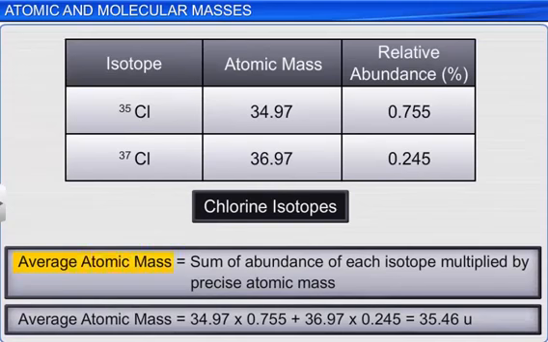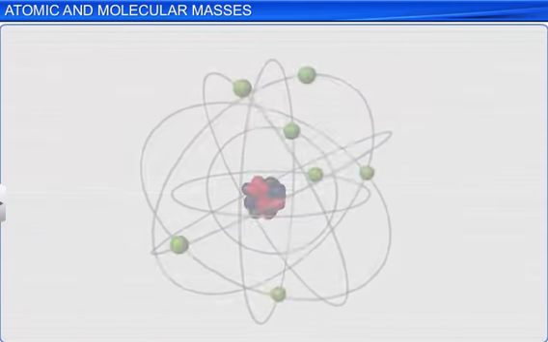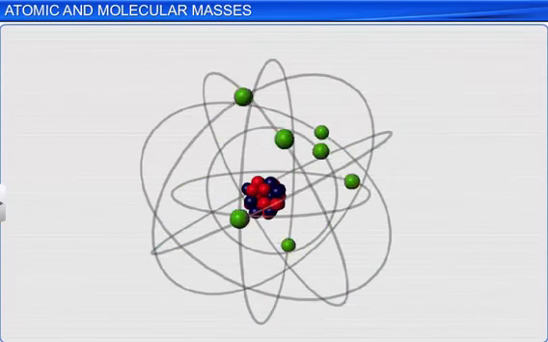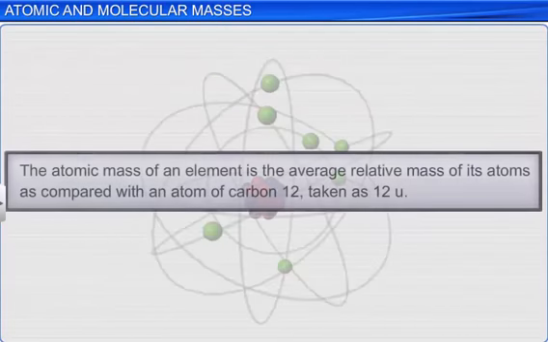Average atomic mass of an element is the sum of the abundance of each isotope multiplied by the precise atomic mass. Thus, the average atomic mass of chlorine is calculated as 35.46 U. Hence, the average atomic mass was redefined as the atomic mass of an element is the average relative mass of its atoms as compared with an atom of carbon-12 taken as 12 U.